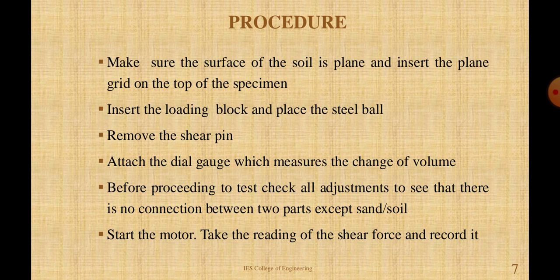Make sure the surface of the soil is plain and insert the plain grid on the top of the specimen. Insert the loading block and place the steel ball. Remove the shear pin. Attach the dial gauge which measures the change of volume. Before proceeding to test, check all adjustments to see that there is no connection between two parts except sand or soil. Start the motor and take the reading of the shear force and record it.